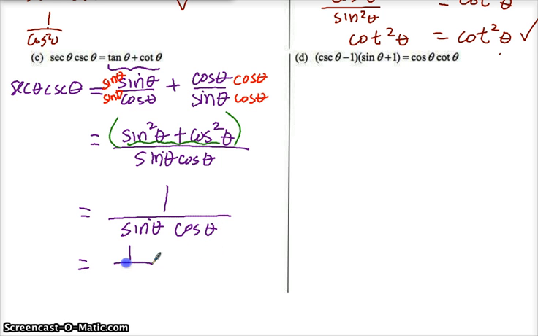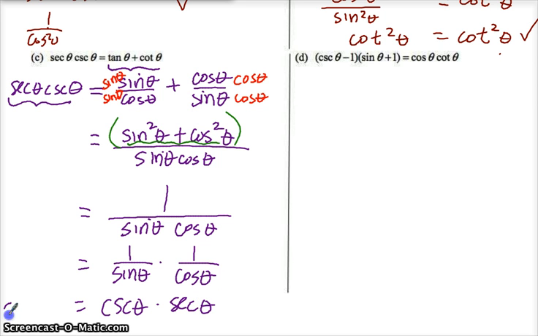Well, for those of you that still aren't seeing it, 1 over sine and 1 over cosine, right? If you separate it like this, which some of you probably didn't need to separate it, 1 over sine is cosecant theta, 1 over cosine is secant theta, and that's exactly what we have here on the left-hand side. We have secant theta, cosecant theta, so we are, in fact, done.